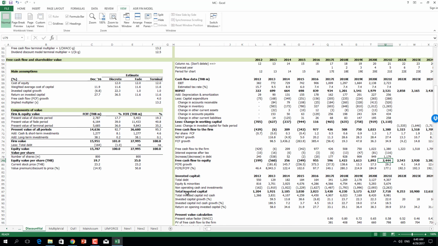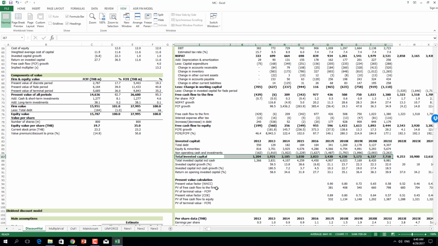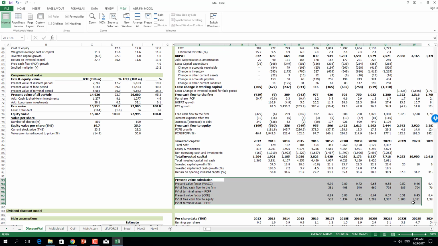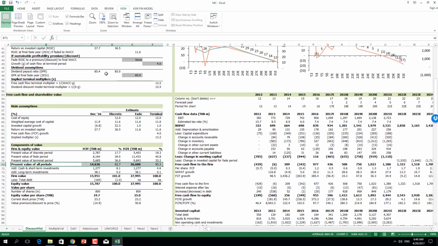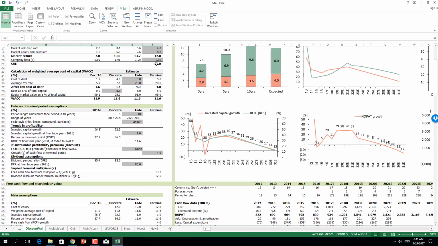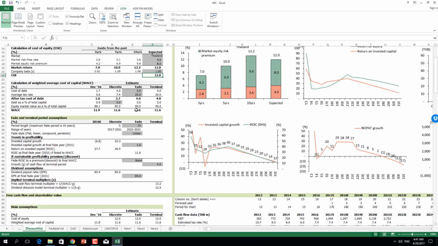We can also see the amount of invested capital in the company and the growth in that. And then we do a present value discounting right here, and when we do that, we come up with a total value for the company. We have 3 periods: discrete, fade, and terminal. And here we can see the actual present value of all of these periods, based upon our cost of equity, which we calculated here, and our weighted average cost of capital, which is there.